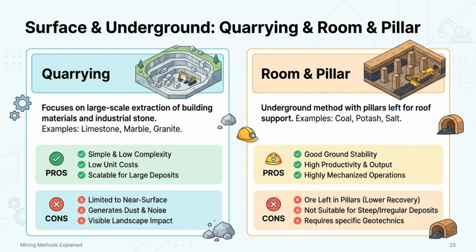This slide compares quarrying and room and pillar mining. Quarrying is a low-complexity surface method used mostly for building materials and industrial stone, such as limestone, marble, and granite. It is simple, low-cost, and scalable, but it is limited to near-surface deposits and has visible environmental impact. Room and pillar is an underground method used for flat deposits like coal, potash, and salt. Its strengths are stability, productivity, and mechanization. The main trade-off is that some ore must be left behind in the pillars, which reduces recovery. This comparison shows how deposit shape strongly influences method selection.